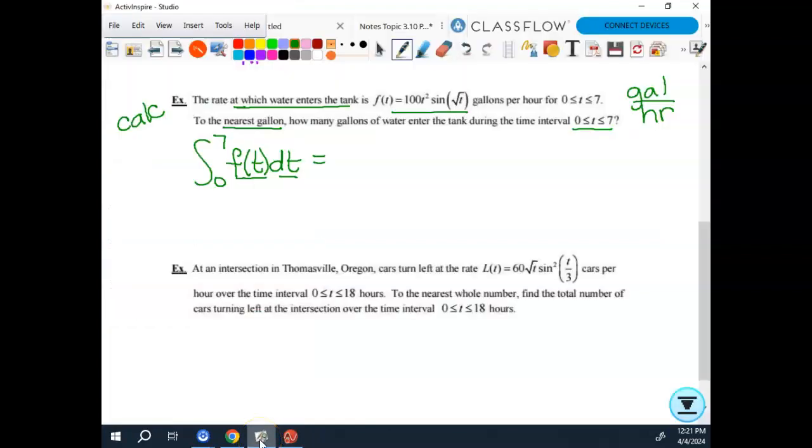Okay, so this gives me 8,263.806 gallons, which is really 8,264 gallons, because it did ask for it to the nearest gallon.